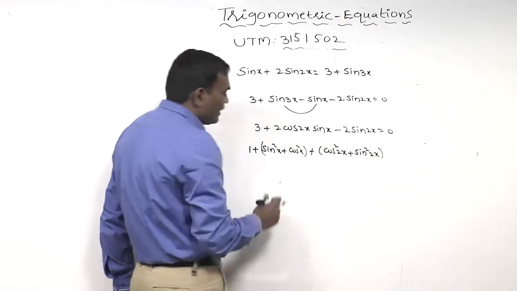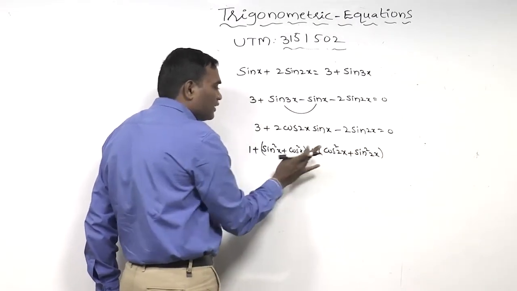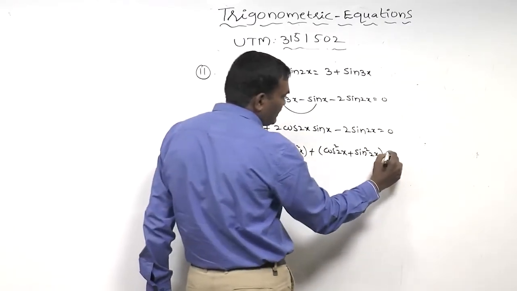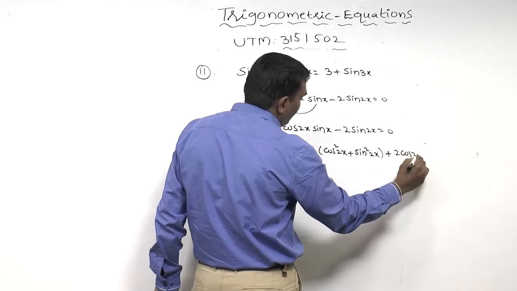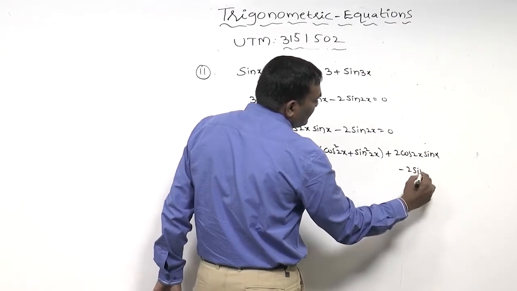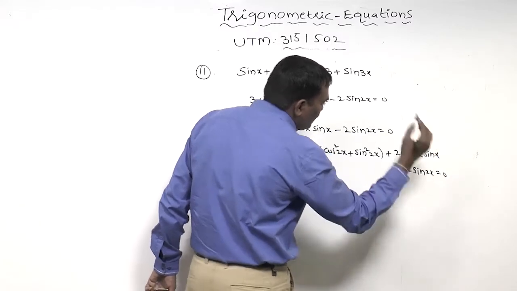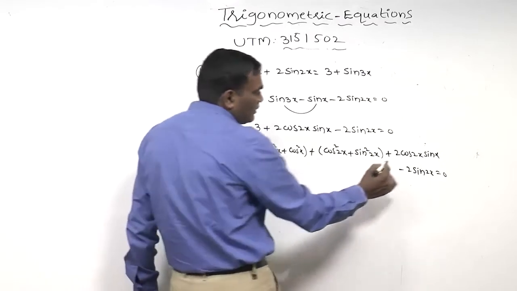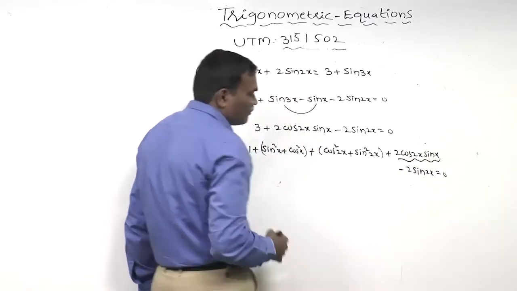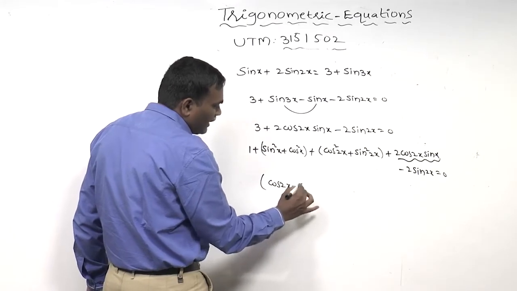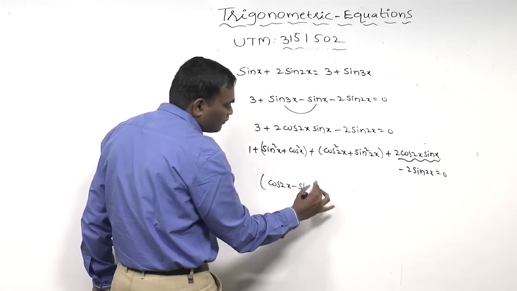Is it okay? This is 1, 1, 1 plus 1, 2, 2 plus 1, 3. Here 3 is there. Remaining as it is you write: plus 2 cos 2x sin x minus 2 sin 2x is equal to 0. Now simplify. How to write this equation? Here 2 cos 2x sin x is there. That's why I am writing cos 2x minus sin x whole square.